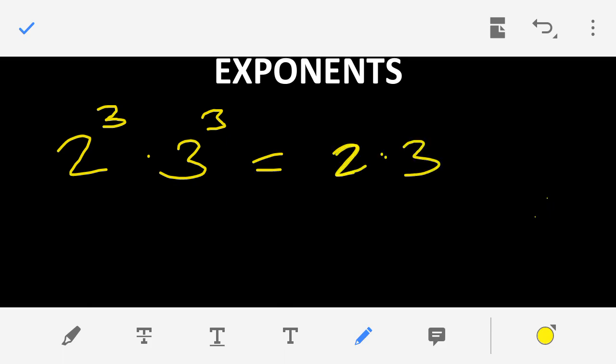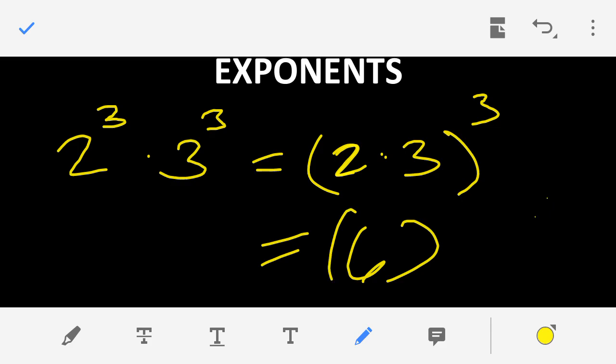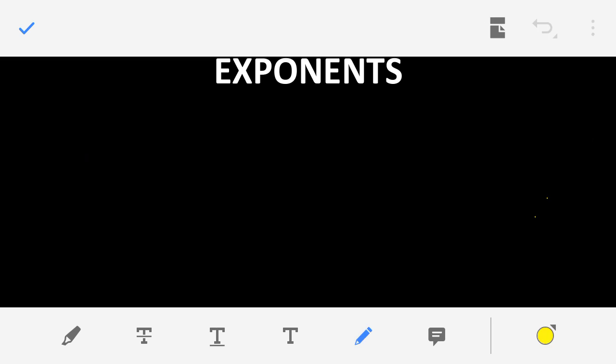Oh, we have here 2 times 3, power of 3. 2 times 3 is equal to 6. And 6 to 3, that is our answer. 6 cubed, 6 to the power of 3. Okay, but again, from what we did earlier, we can reverse the direction of what we just did, no?